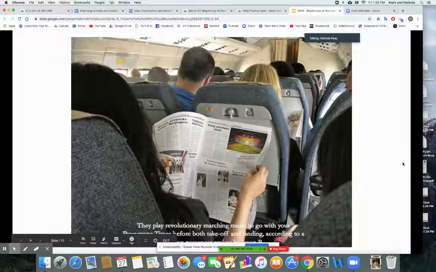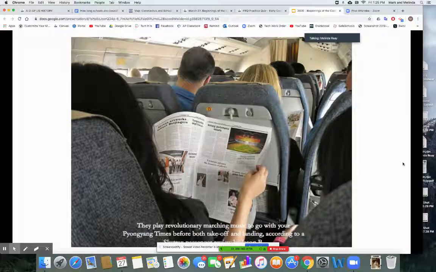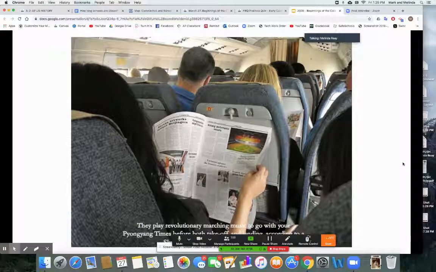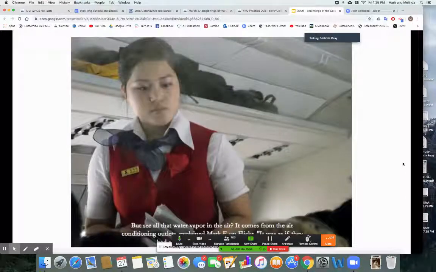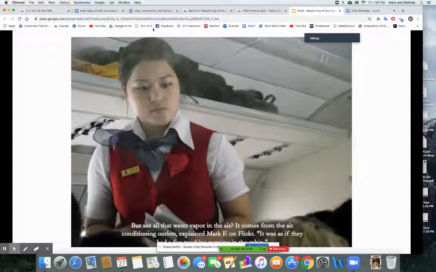One of the requirements when you fly to and from North Korea is you have to read their newspaper. They give you a copy of the Pyongyang Times, and you are actually quizzed on it when you leave. If you did not read it, you can be arrested for it. And if you do not pass the quiz, you can be arrested for it. So for those of you who don't like high stakes testing, that's a little bit more high stakes compared to what we have here. Now, one thing you might notice in all these photos is this mist right here.